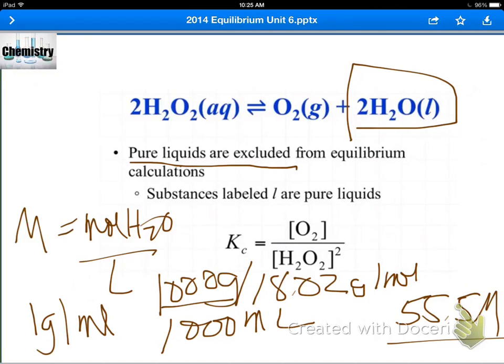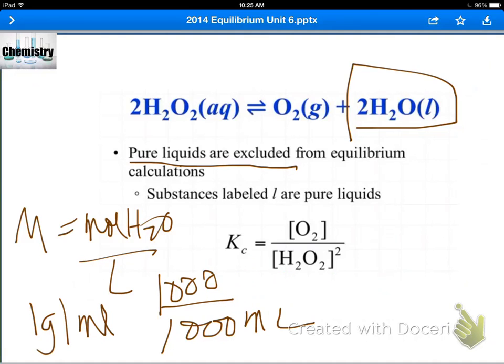So liquids, including water, are also eliminated from the equilibrium expression. So let me just clear out some of this garbage. And so here is my expression. I just use oxygen over hydrogen peroxide raised to its coefficient.